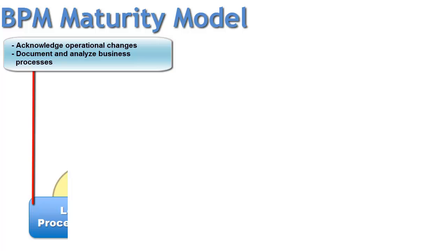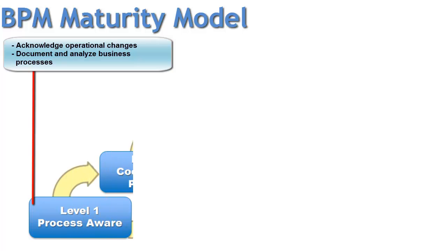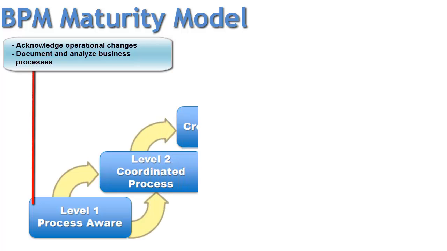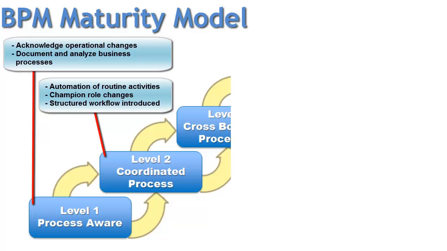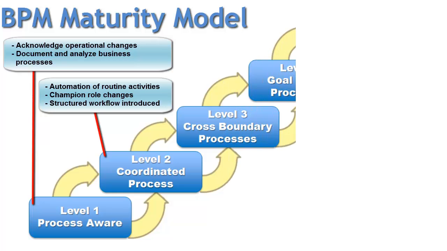The BPM maturity model is your guide for finding out where you are in your BPM strategy and where you want and need to be. Level 1 is process awareness. This is where a company acknowledges they need operational changes and begins to document and analyze their business processes. Level 2 is coordinated process. Automation has begun on routine activities, role changes are championed, and a structured workflow is implemented.